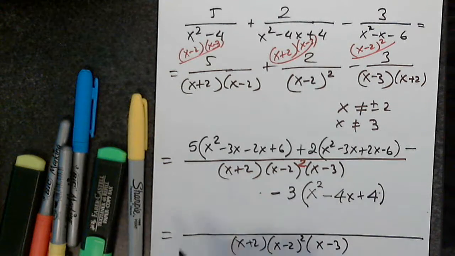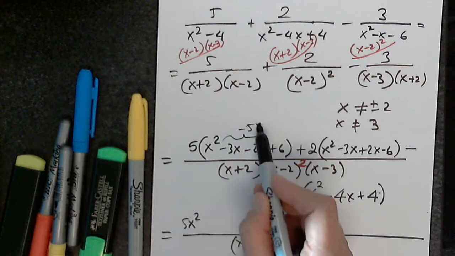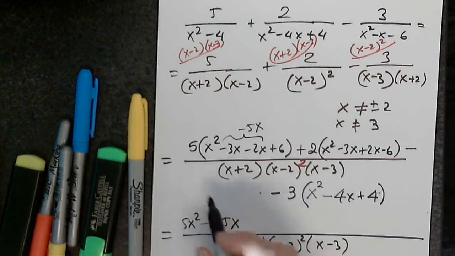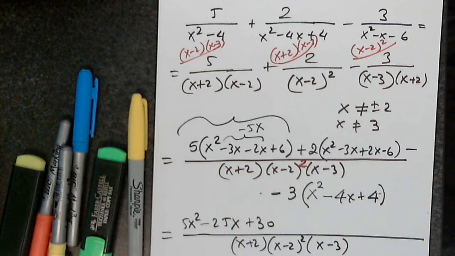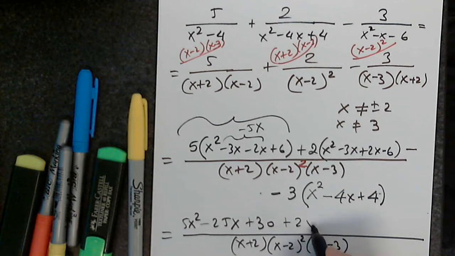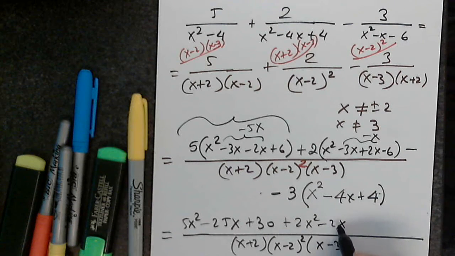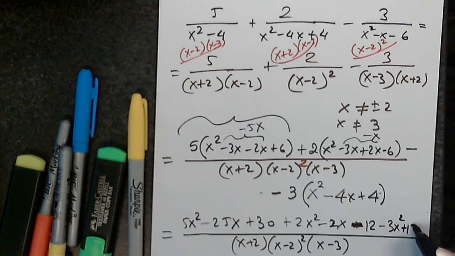So now, 5 times x squared, 5x squared. Now I know that this is negative 5x. I'm trying to cut back on writing. So minus 25x and plus 30. I multiply these two. Now plus 2x squared, but this is negative x. So minus x, I'm sorry, minus 2x I meant, and plus, not plus, but minus 12. And now the last one is negative 3x squared plus 12x and minus 12.